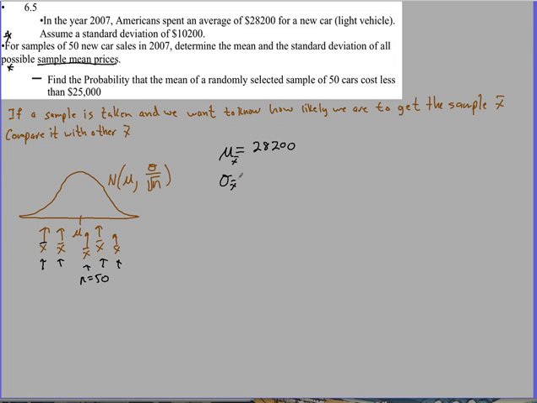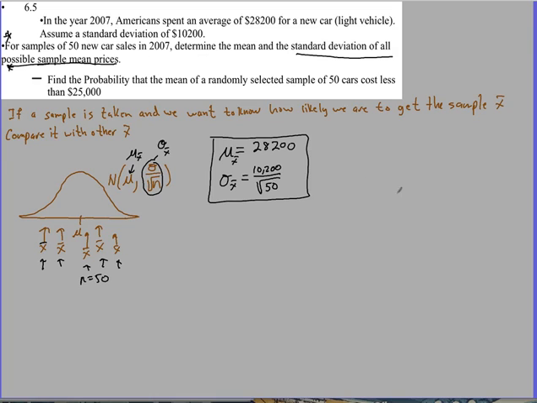What about the standard deviation of all of our x bars? This is the standard deviation of all your x bars. You always have to divide it by the square root of n. So the standard deviation of all possible sample means is going to be the original standard deviation, which would be 200 divided by the square root of 50. Okay, so this is the answer for the first problem.